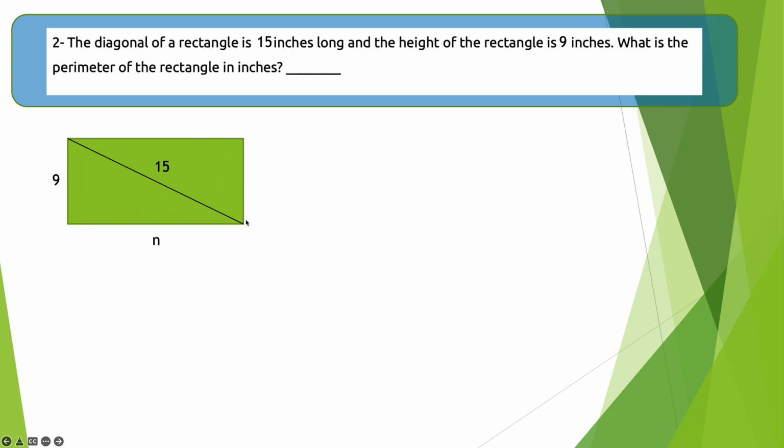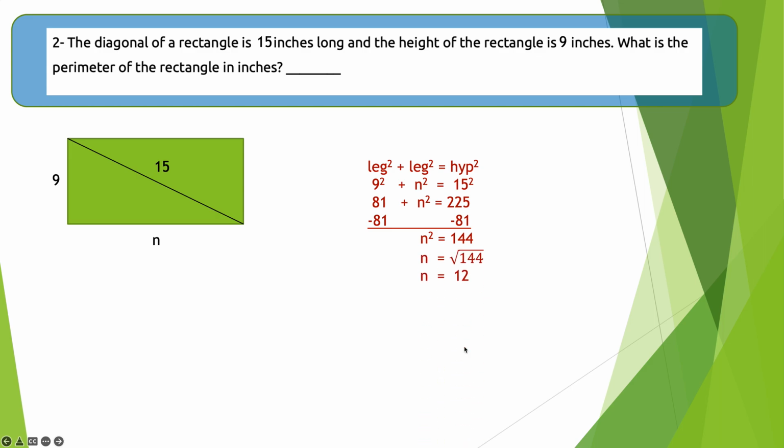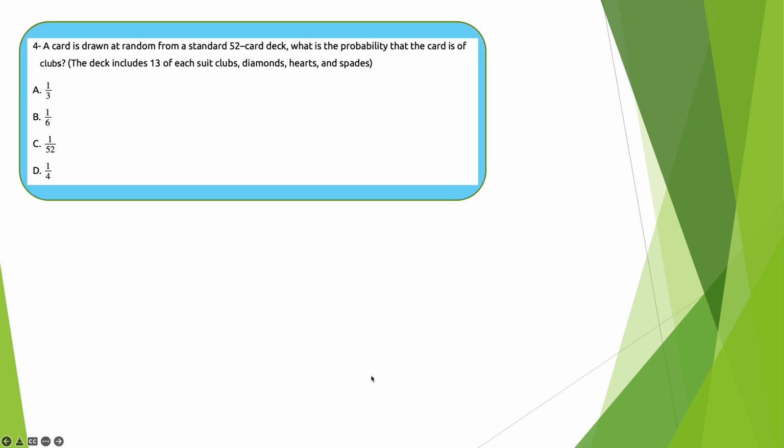So we are going to call that n and go leg squared plus leg squared is hypotenuse squared. 9 is the one leg, so 9 squared plus n squared is 15 squared. 9 squared is 81. n squared is n squared. 15 squared is 225. Subtracting the 81. Yeah, I know, I'm kind of going quick here, but this is exactly like what we did the other day. This is your second time through, and I suspect that you're pretty confident. So n squared is 144, square root both sides, and I get n is 12. As far as the perimeter goes, the left and the right are both 9, the top and the bottom are both 12. So it's 9 and 12 and 9 and 12. That adds up to 42 inches.